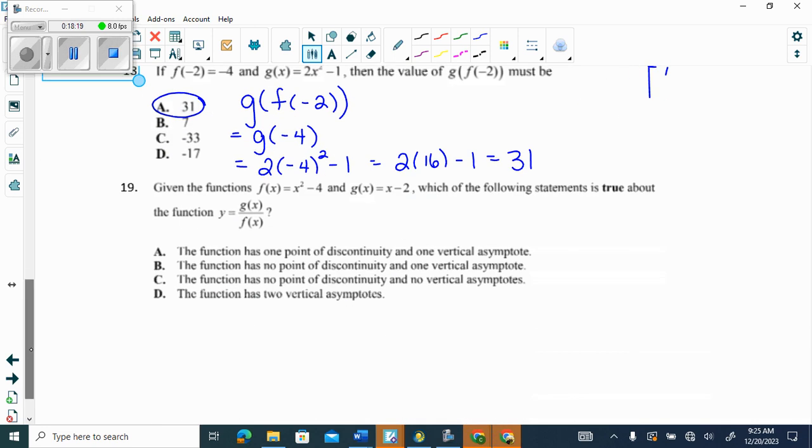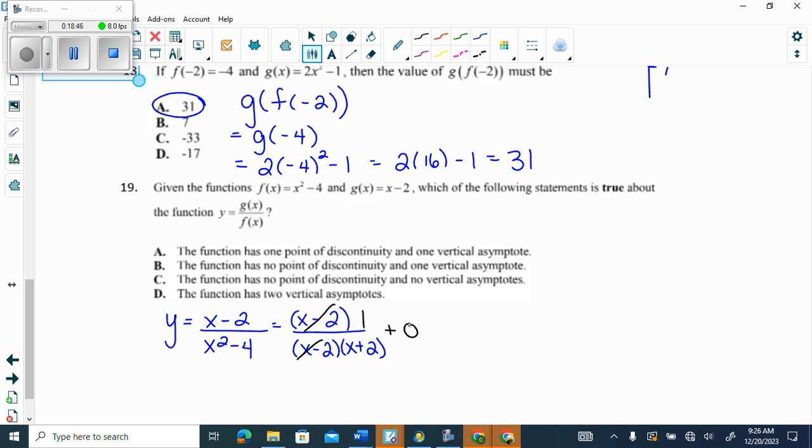Okay, this one. Given the function f of x equals x squared minus 4, so I get y equals x minus 2 over x squared minus 4. Which of the following statements are true? So this one, we get x minus 2 is the difference of squares, x minus 2 times x plus 2. Remember when your entire numerator cancels off, what are you left with? 1. A 1. And this is just transformed form, correct? This is technically 1 over x plus 2 plus 0. That's transformed form.